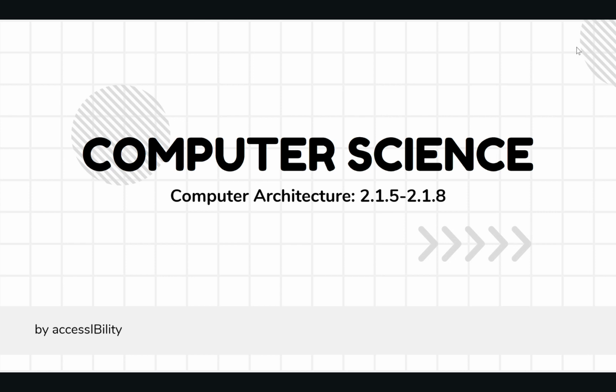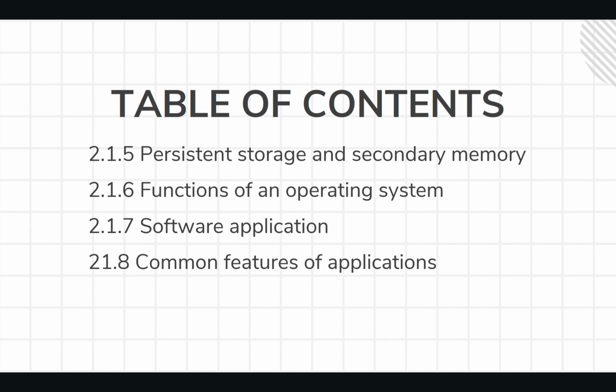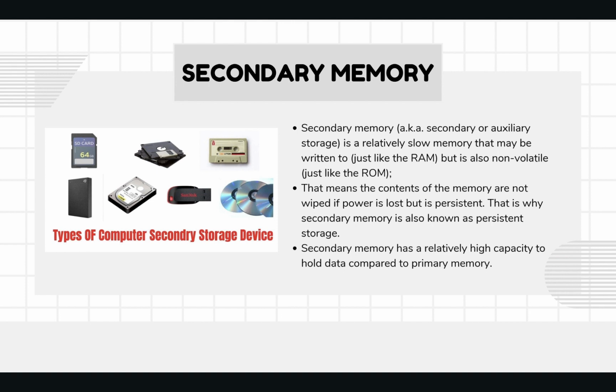Today we're going to consider the topic of computer architecture again. However, we're going to consider the topics starting from 2.1.5 until 2.1.8. So these topics consider persistent storage and secondary memory, functions of an operating system, software applications, and common features of applications. So let's start from the basic term: what does secondary memory mean?